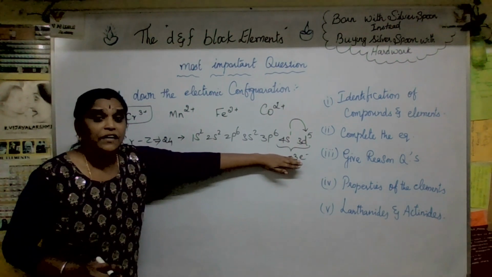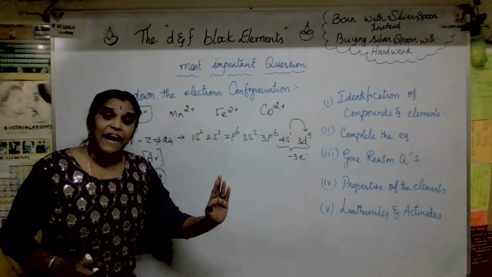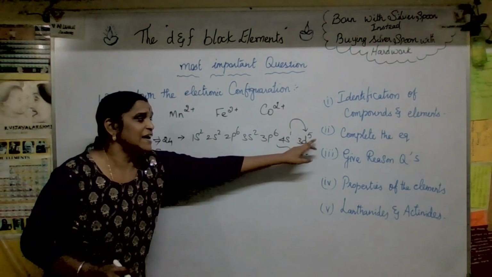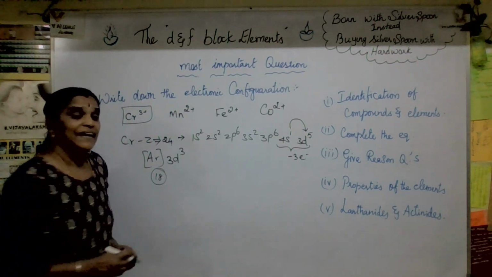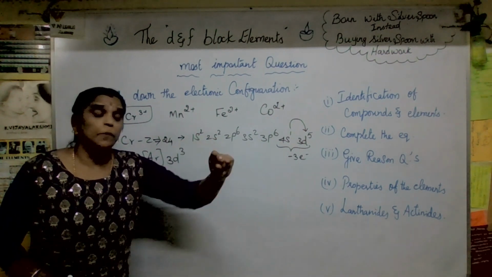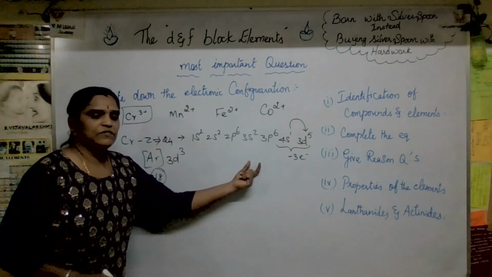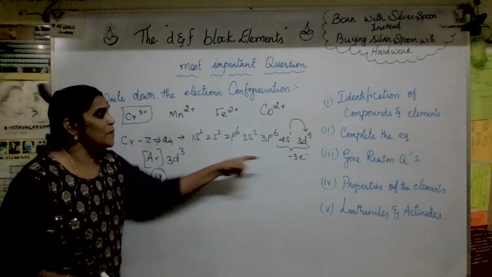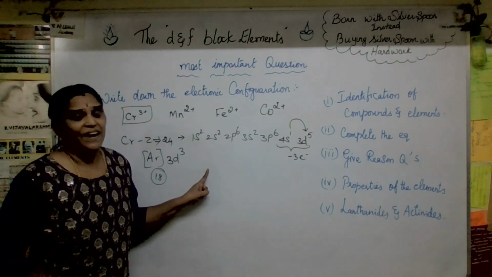Now what is remaining? 4s1, 3d5. In that, you have to release 3 electrons. So that means here 1 and here 2. So how many remain? 3d3. Is that correct? This is the way. So generally they will give the option argon 3d3, or they will give something else as A, B, C, D, or else by atomic number. How many atomic number here? 18, 19, 20, 21. In that way, they will ask.